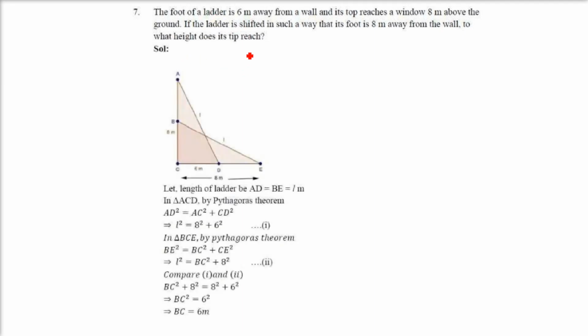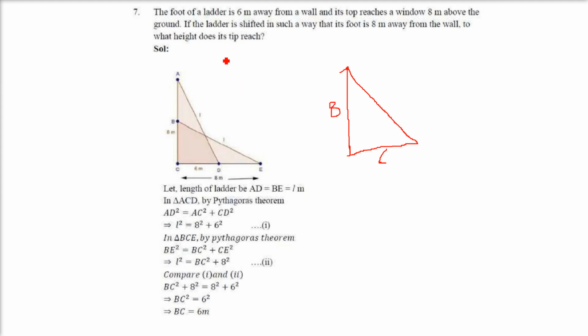The foot of the ladder is 6 meter away from a wall and the top reaches a window 8 meter above the ground. If the ladder is shifted in such a way that its foot is 8 meter away from the wall, to what height does its tip reach? So the scenario, I'll draw them separately. First, the scenario is this one. Ladder length will remain the same. This is 6 meter away, and this is 8.